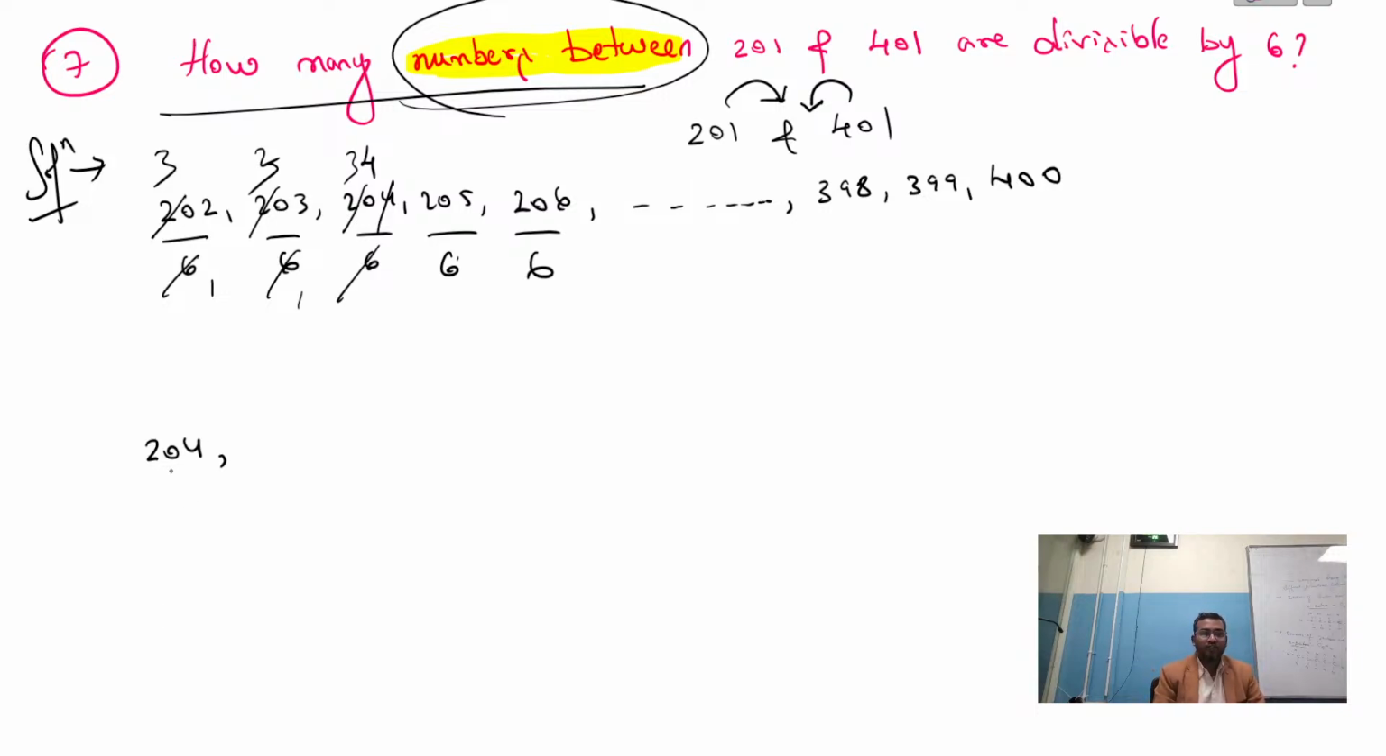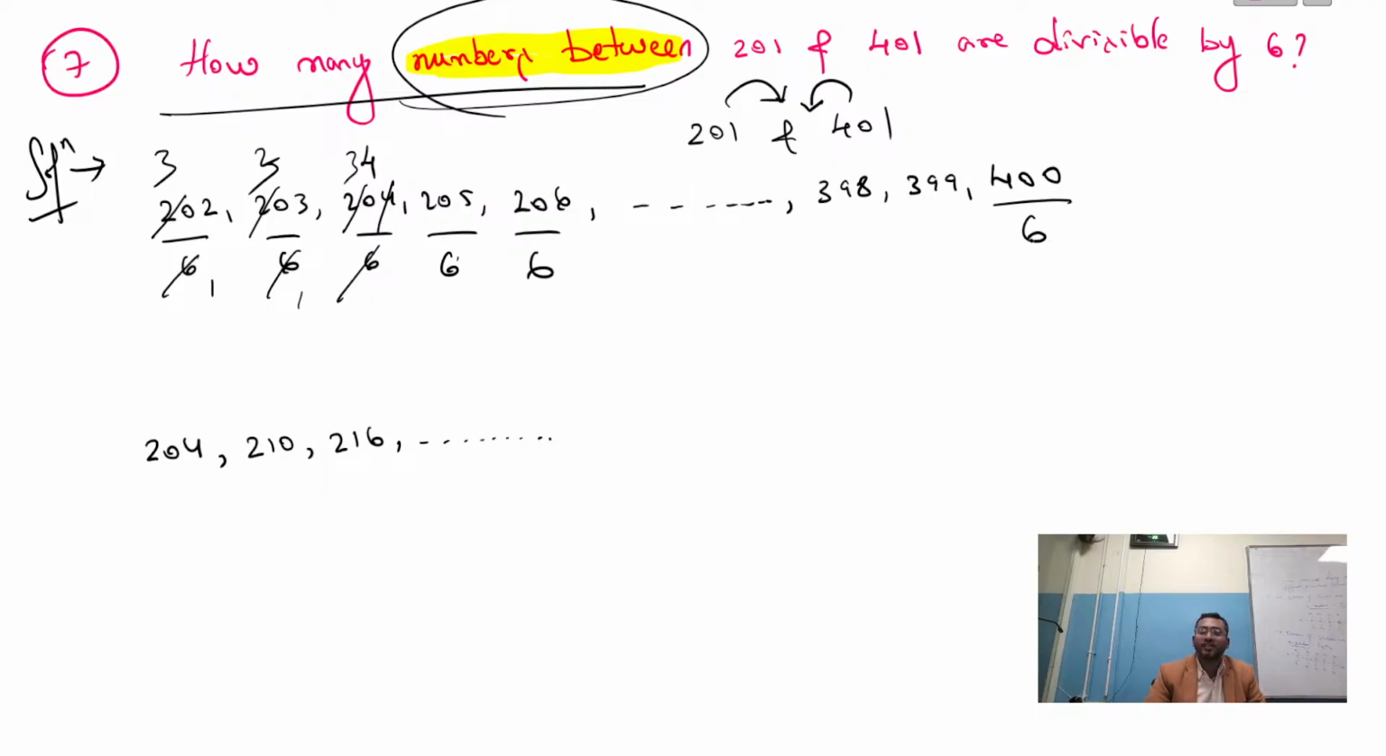Now what you can do after you get the first number, then it's fine. 204 plus 6, 210. 210 plus 6, 216. Please write three numbers, enough. And so on. These are the numbers divisible by 6. Am I right? You first predict the first number. After you get the first number, add 6 to get the next numbers. You will get the remaining numbers. Am I right? Yeah. Now, before 401, the last number also we need to find.